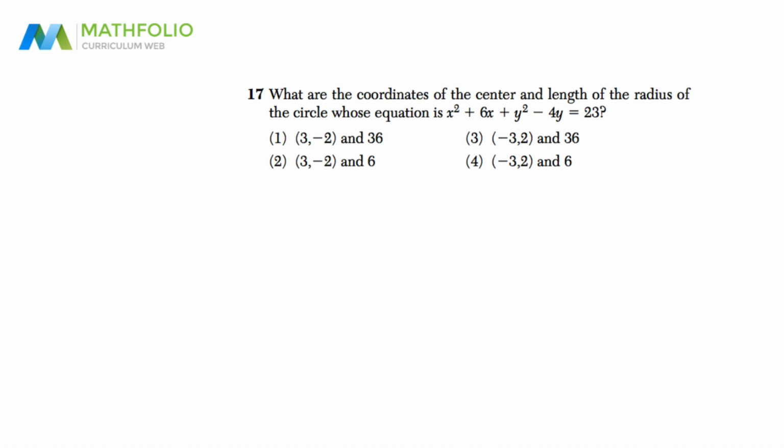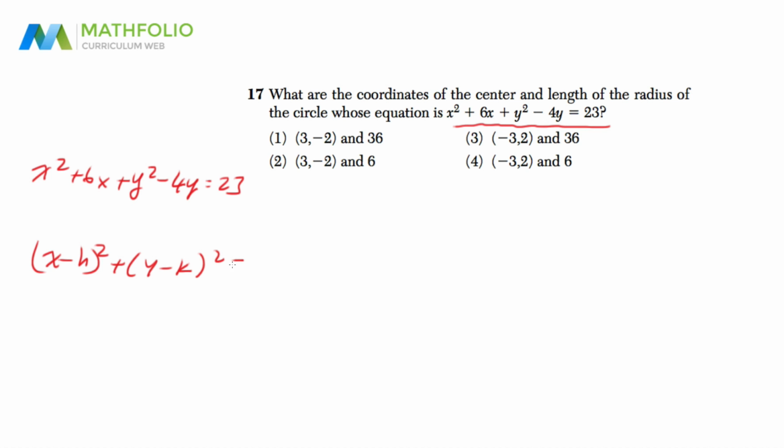What are the coordinates of the center and the length of the radius of a circle whose equation is this? Alrighty, so when we're given equations like this, we've got to try and make it look like this: (x minus h) squared plus (y minus k) squared equals r squared. So if we can find the center, the h comma k, we're good with that, and then the length of the radius, we've pretty much got that as well. So let's see how we can do this.